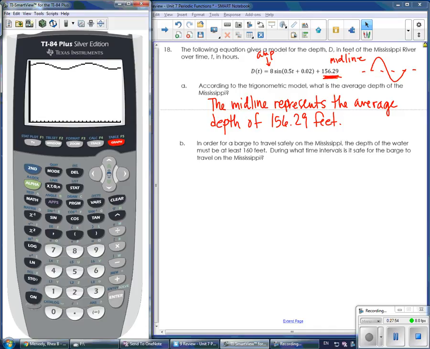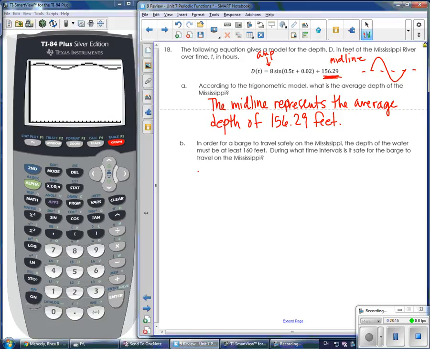So here's the graph. And in letter B, it says the water must be at least 160 feet deep. So I need to figure out where 160 feet is. If I go into y equals, since that's going to be corresponding to the depth, I can type in another equation for 160 feet. And when I graph it, I can see. It's a little hard to see, but basically, looks like I've got this kind of wave pattern here, and then here is the 160.